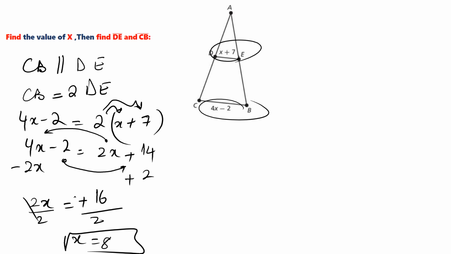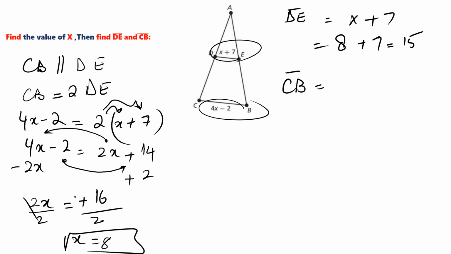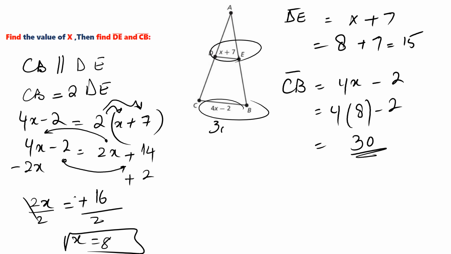Let's check what is the measurement of DE, which is x plus 7, and x is replaced by the 8. 8 plus 7 is 15. Now what is CB? CB is 4x minus 2. So 4, x is replaced by 8, minus 2. 4 times 8 is 32. 32 minus 2 is 30. And you can see that if this is 30, half of this is 15.